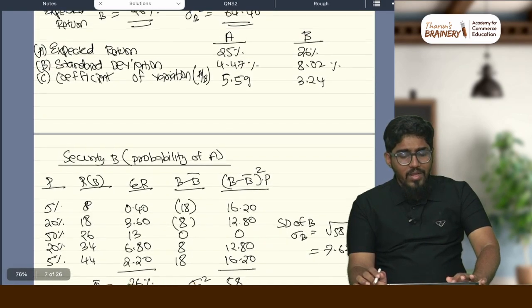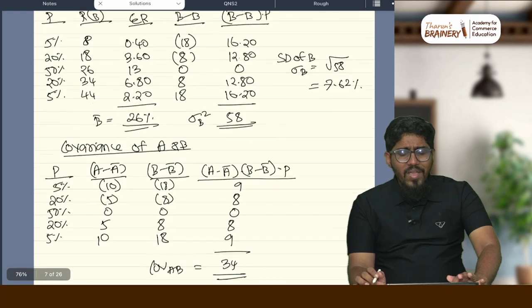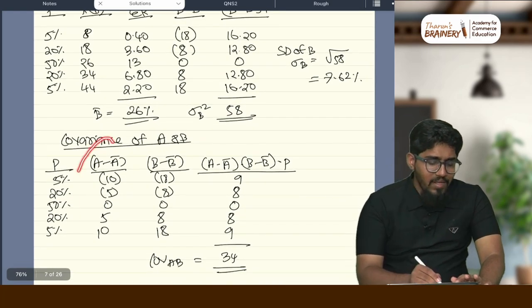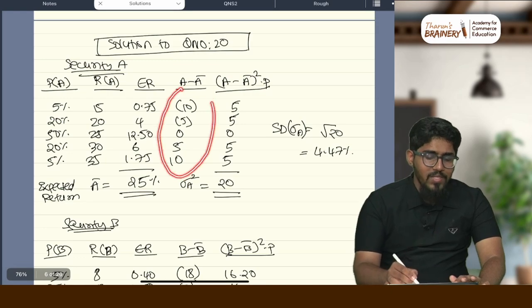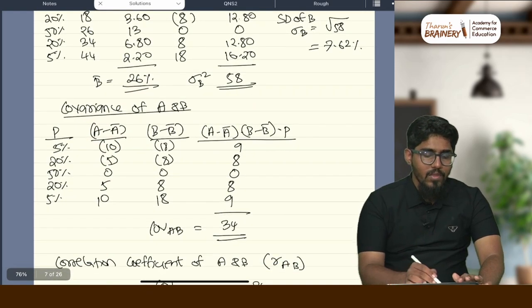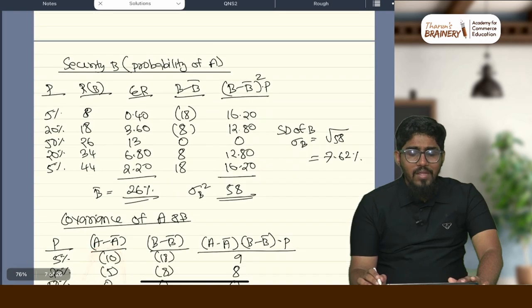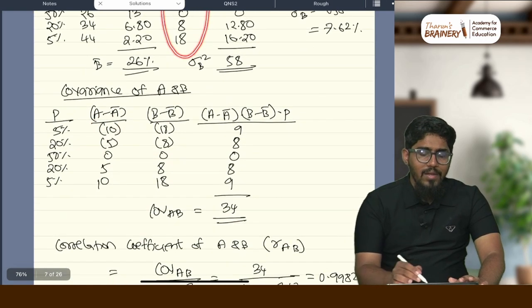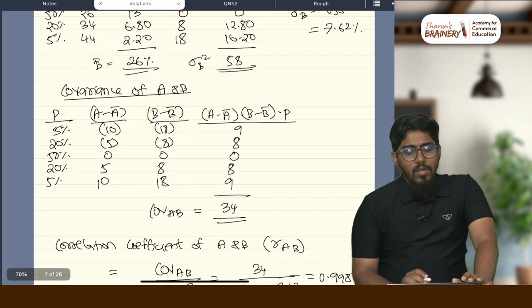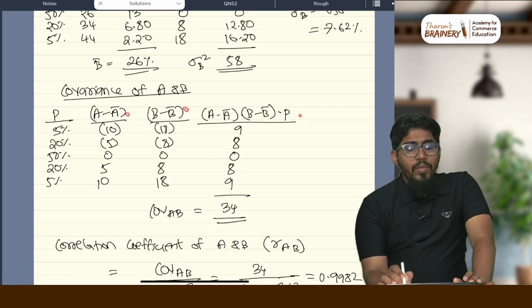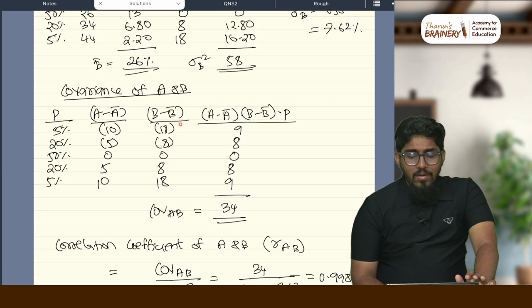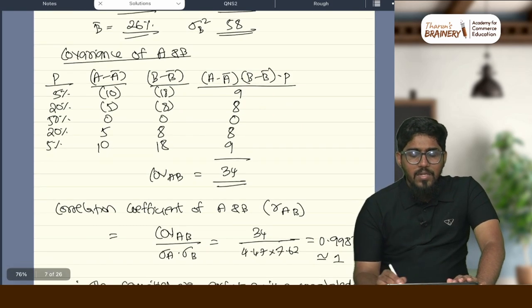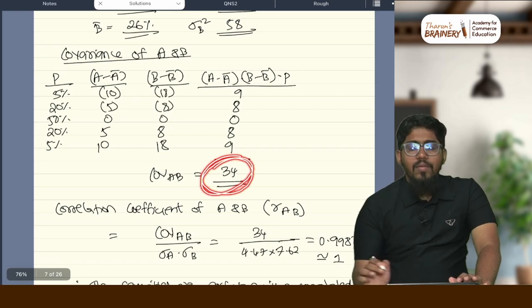Sir, how to find out covariance, sir? Covariance of AB is nothing but mean deviation of A, 10, 5, 0, 5, 10, right? Mean deviation of B, 18, 8, 8, 18. Mean deviation of A into mean deviation of B into probability. Clarity. So minus 10 into minus 18, which is 180 into 5%, 9. So this is covariance of AB, which is nothing but 34.